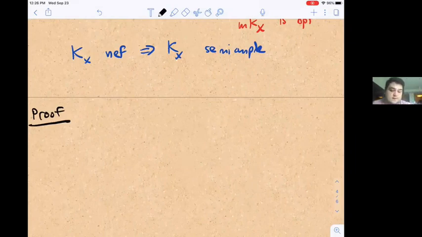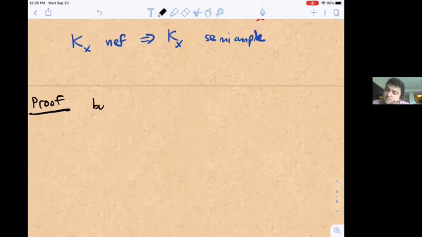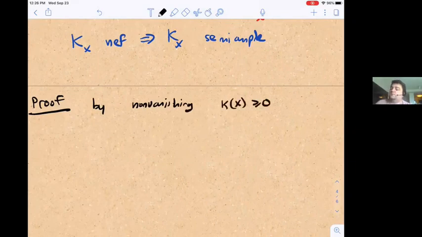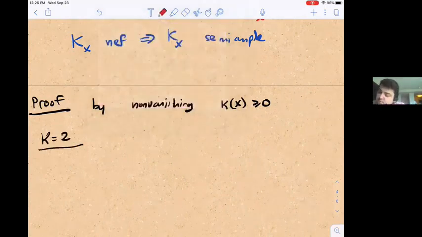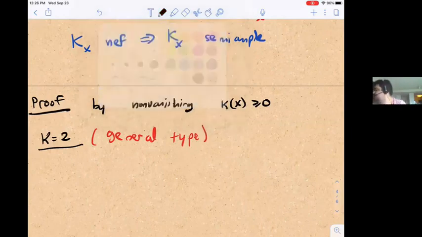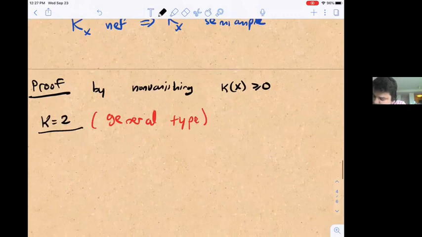Okay, so by non-vanishing, we know that the Kodaira dimension of x is non-negative. So now we just check all the different possibilities. If the Kodaira dimension is 2, so this is the general type case, where the dimension is equal to the Kodaira dimension. This is the case that actually works uniformly in all dimensions. And here it's a corollary of a much stronger base point freeness theorem.